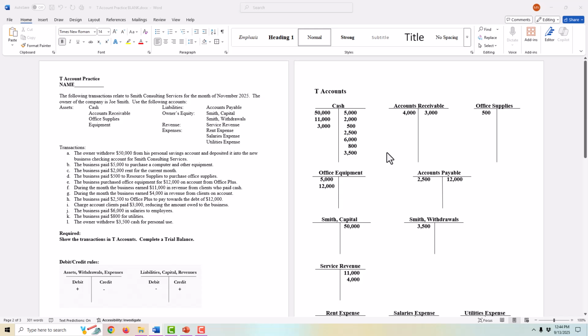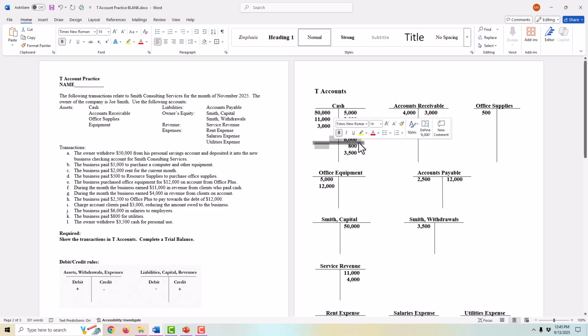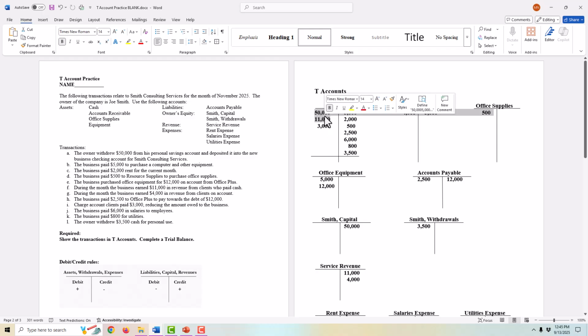And then once you have all of your transactions in the T accounts, all your debits and credits are there, then you would want to get your ending balances. To get your ending balances, you would put a little line underneath the transactions, and then you would do your mathematical calculations and put the balance underneath the line. And remember, debits add together. So for cash, we're going to be adding the 50,000, the 11,000, and the 3,000. And then credits add together. So we're going to be adding all of these credits on the credit side of cash.